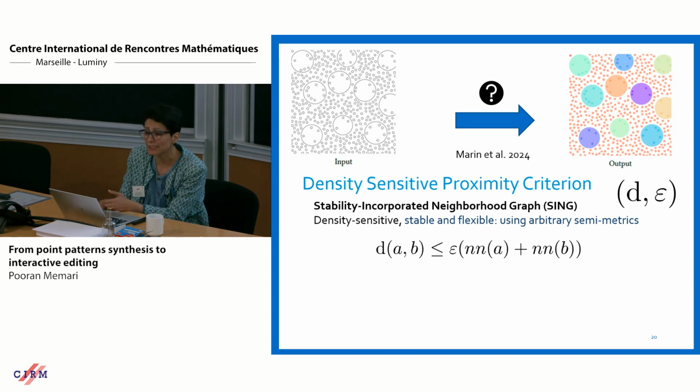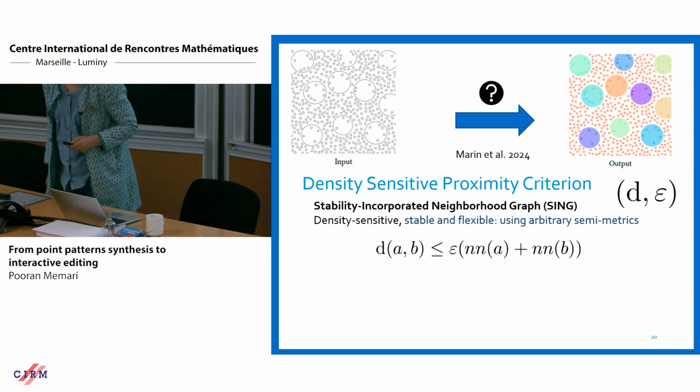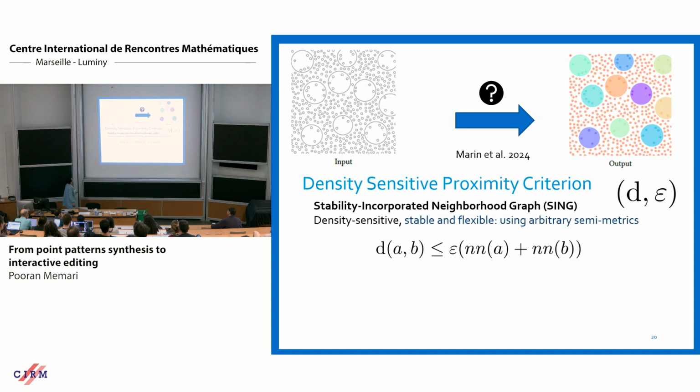But just to give you an idea of what we can do here, the idea is to have a stability-incorporated neighborhood graph that we have mentioned here. We called it SING. Why? Because we are able to define a new proximity definition between points. Here, these are disks, so it doesn't matter. These are the elements that we will be considering. So rather than having, for example, the nearest neighbor graph as proximity criterion, what we will do here is to say that 2 points A and B will be connected to each other.